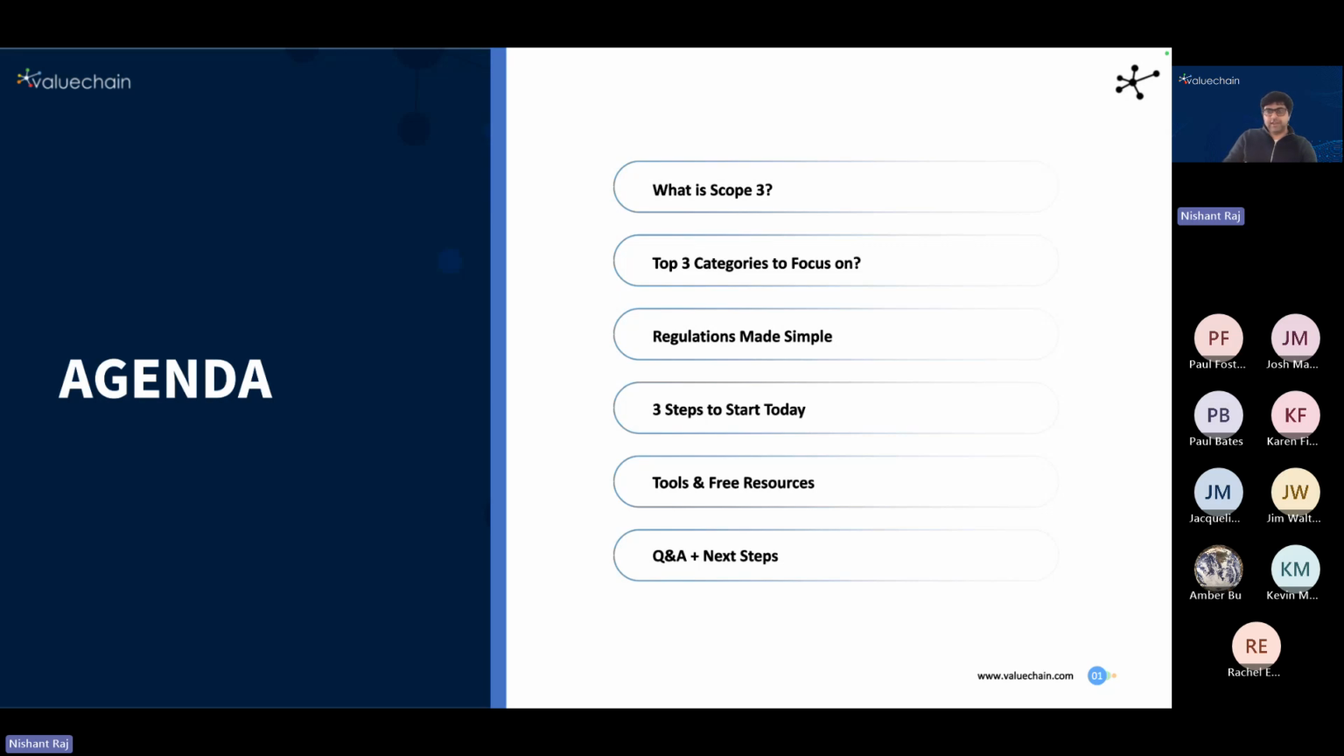At any point, if you have any questions, feel free to put them in the chat, and Rachel will bring them up towards the end of the presentation. The topics we'll touch upon are Scope 3 in general, some of the key categories, regulations, tools and resources, and some example systems that might drive some insights for people attending today.